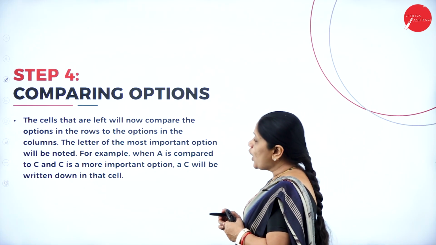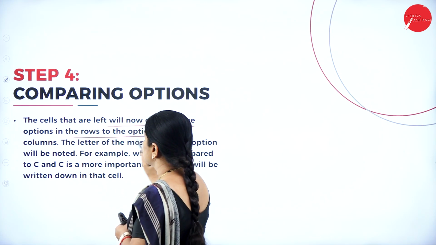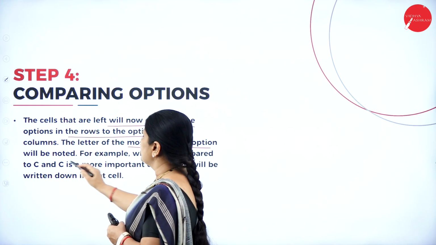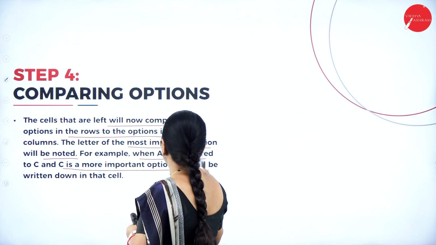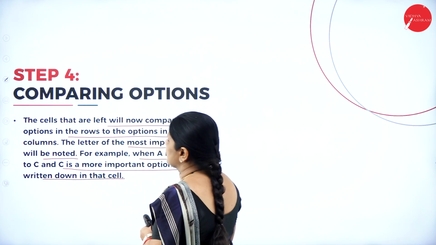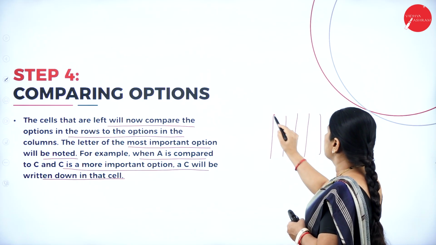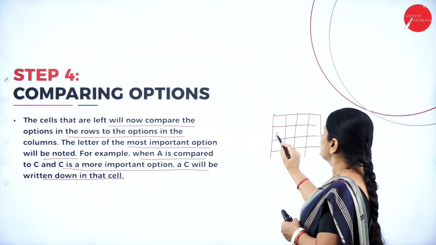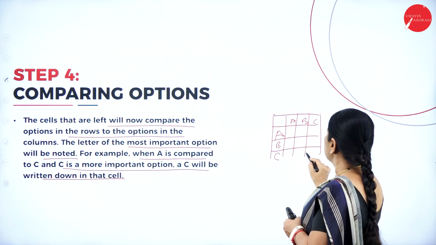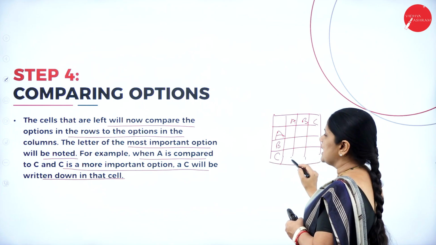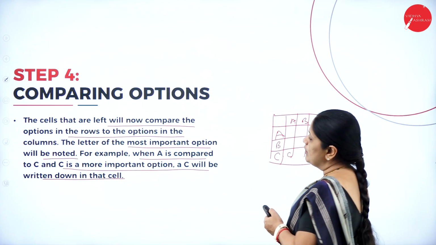Then, comparing the options. The cells that are left will now compare the options in the rows to the options in the columns. The letter of the most important option will be noted. For example, when A is compared to C and C is the more important option, a C will be written in that cell. Likewise, when we compare C and A, and C is more important, we write C in that particular box.